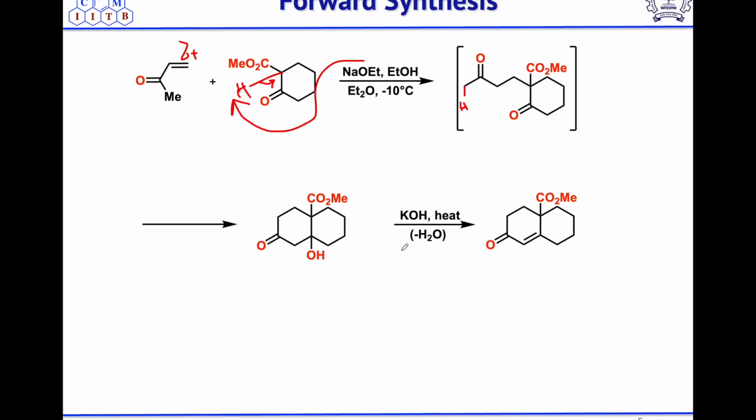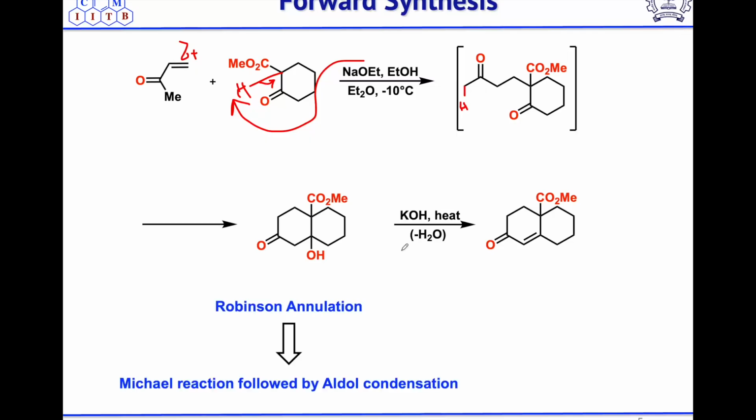Okay, so this reaction was discovered by Sir Robert Robinson. So that's why we call it Robinson annulation reaction. Okay, annulation means formation of a ring. You can see here one ring was there previously, and you are creating another ring. That's why it is called annulation, and this is called Robinson annulation. So Robinson annulation means Michael reaction followed by aldol condensation.